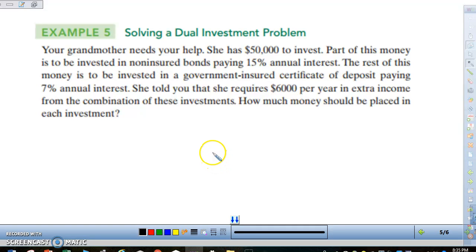This is example 5 from lesson 1.3. Your grandmother needs your help. She has $50,000 to invest. Now, part of this money is to be invested in non-insured bonds paying 15% annual interest.